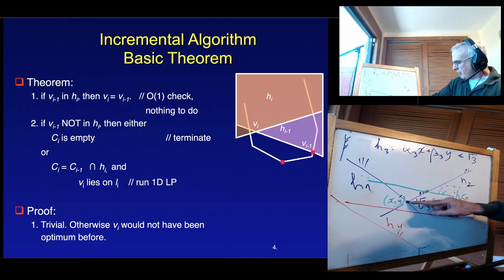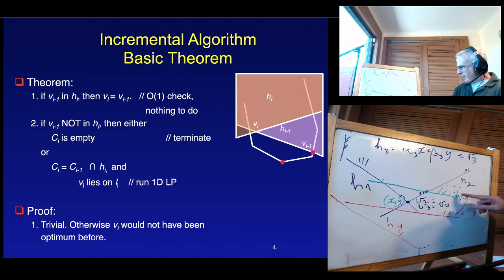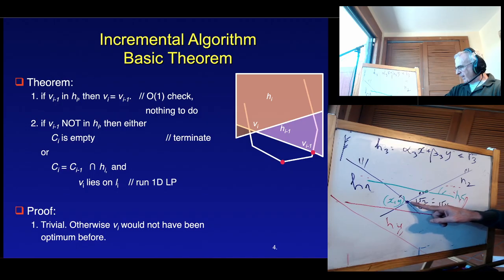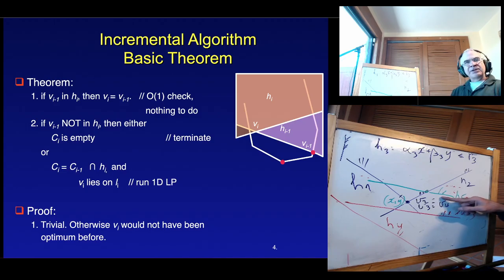Right? I had the old solution before I inserted H_5. And now you insert H_5, you realize that v_2 or v_3, v_4 are not inside H_5, the green guy. Then you still need to compute what is v_5. You still need to solve a linear programming problem, but it's a linear programming problem in one dimension, not in two dimensions. Because the new optimum solution, we will have to prove it, must be on the green line.